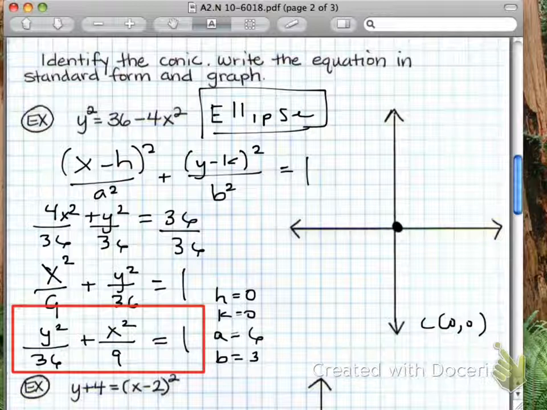So my A value means I can count from here up how many units? 6. 1, 2, 3, 4, 5, 6, right? Because that's only half of my ellipse. So I'm going to go up 6, and then I'm also going to count down 6. That's based on the fact that A is 6, so the major axis is 2 times 6, or 12 units.